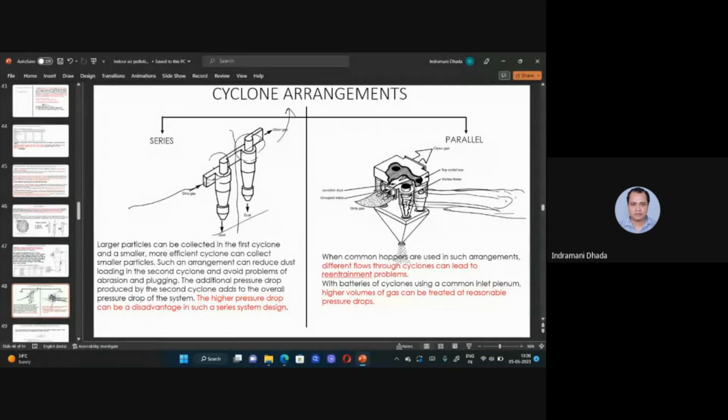But in case of the parallel system, what is the disadvantage? Because of the difference in flow rate, sometimes the flow inside this cyclone will be more and this is less, sometimes this is more and this is less, and due to this difference in flow there will be a certain problem, but that is minimal and you can tolerate that also. Then a higher volume of gas can be treated at reasonable pressure drop, very less pressure drop compared to the series connection. So the parallel arrangement is more favorable.